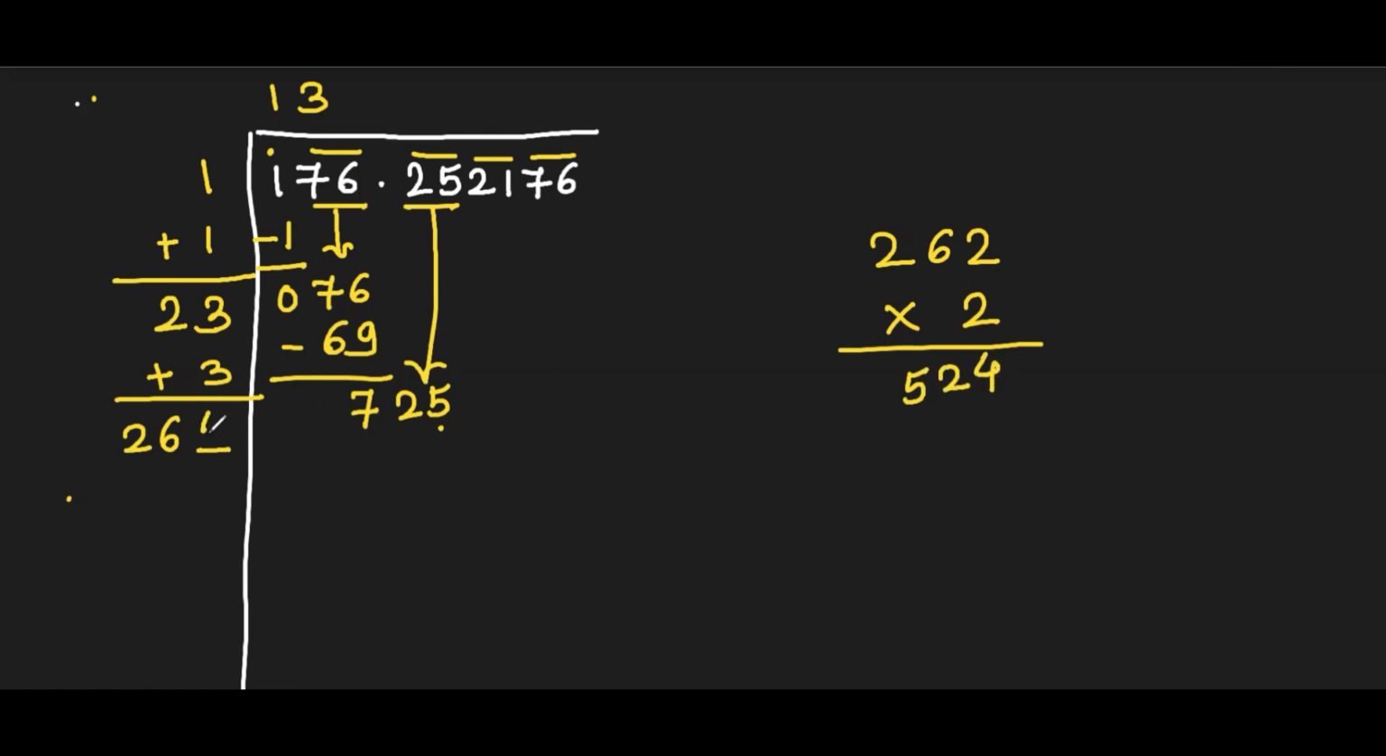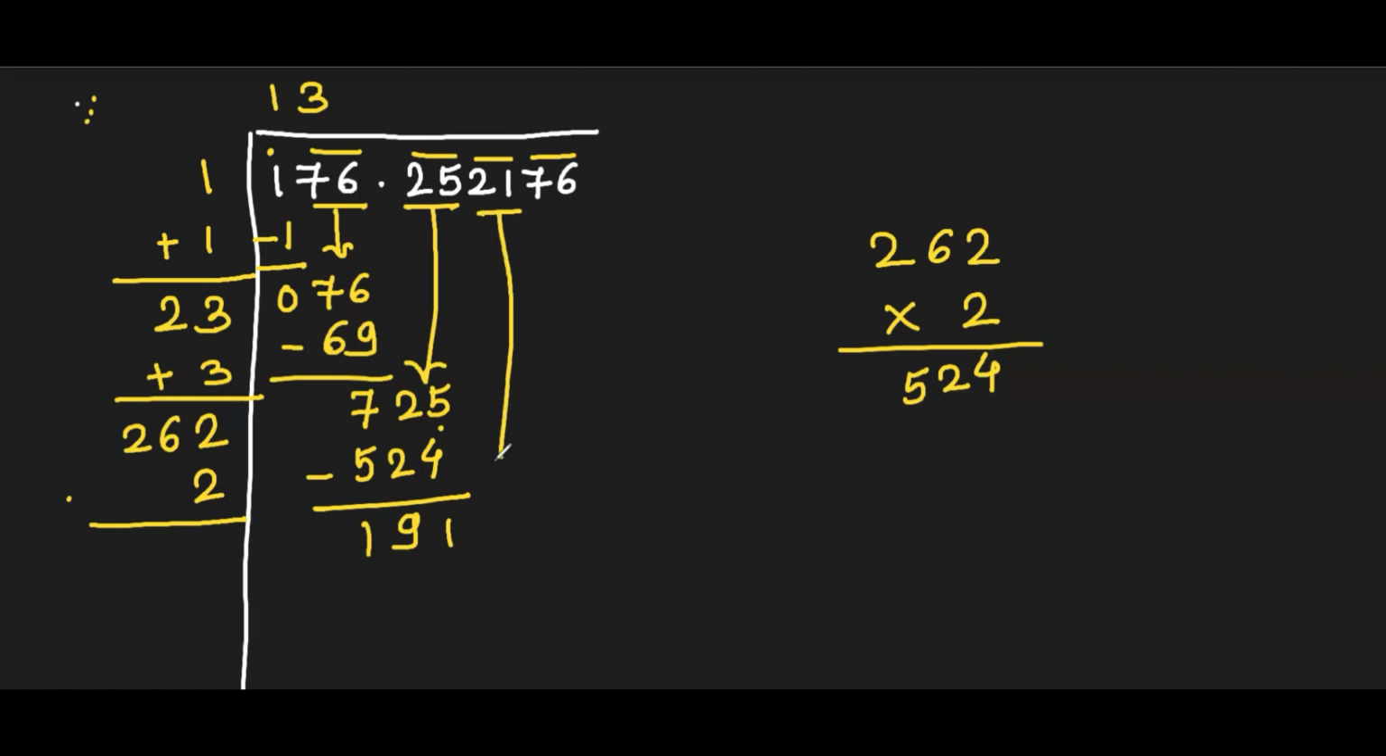Take it down there, a 4, that is 262 times the 2 will be the 524. Doing a minus, we got the answer that is 19 now. 1, 9, and 1. Take down the next number, so that will be the 21.